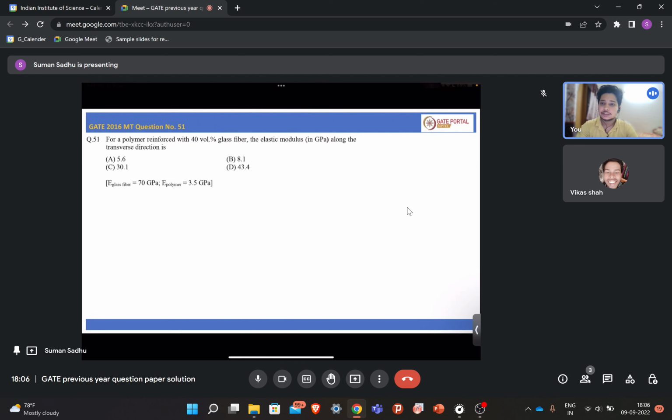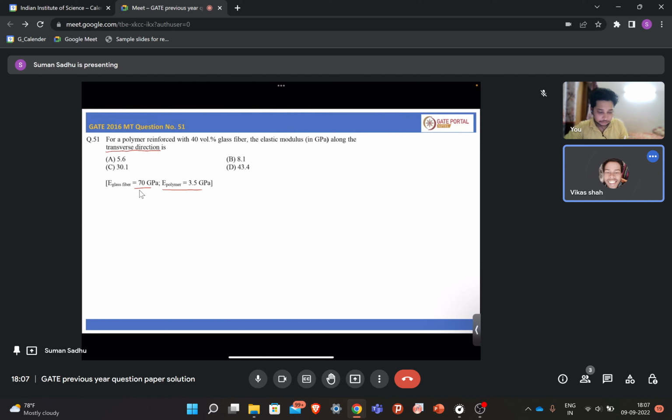This is question number 51 of GATE 2016 Metallurgical Engineering. For a polymer reinforced with 40 volume percent glass fiber, what is the elastic modulus in gigapascal along the transverse direction? Option A 5.6, option B 8.1, option C 30.1, and option D 43.4. The elastic modulus of the glass fiber and the polymer is given, so we have to calculate the elastic modulus of this composite in the transverse direction.